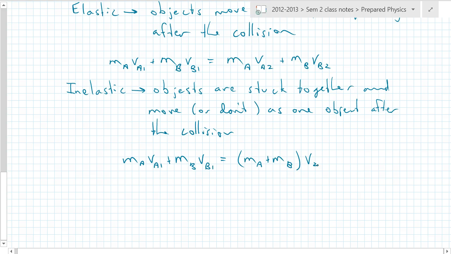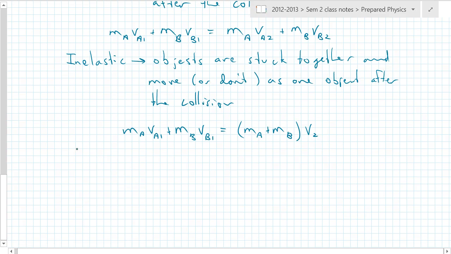So in the case of an elastic collision, we can solve for one of the velocities, and in the case of an inelastic collision, we could solve for the final velocity if we knew the two velocities beforehand. So these are the two kinds of collision.